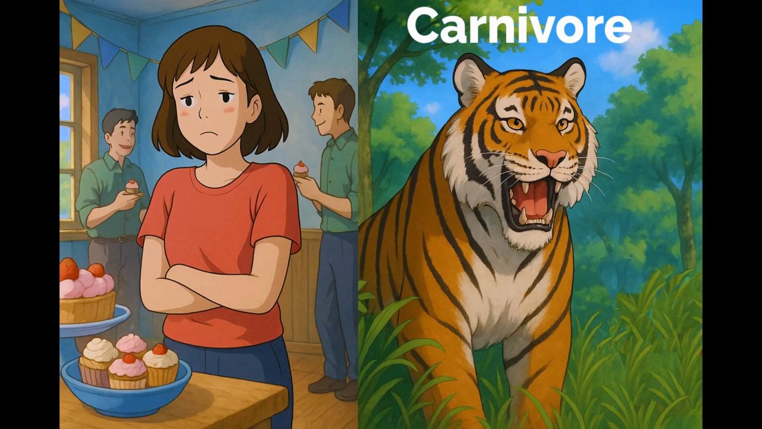This situation is similar to a carnivore's diet because just as you are seeking something specific that isn't present, a carnivore specifically hunts for other animals to eat, ignoring plant-based options. In this analogy, your craving for savory food represents the carnivore's need for meat, and the absence of savory snacks at the party mirrors how carnivores bypass plants in favor of animal prey to fulfill their dietary needs.